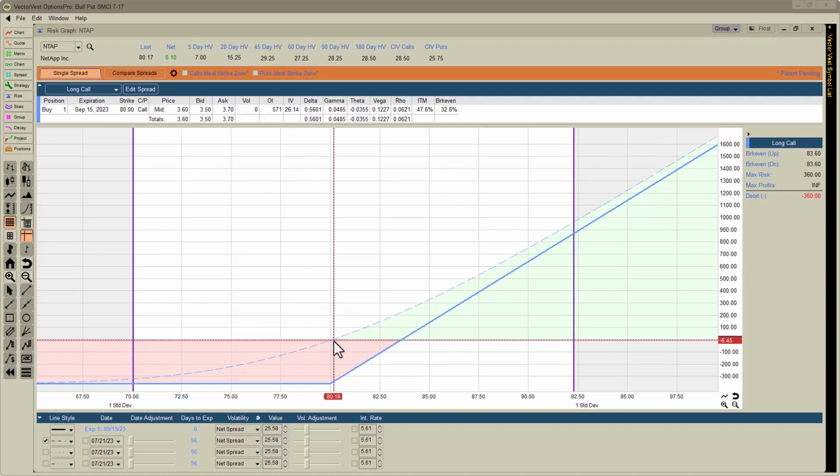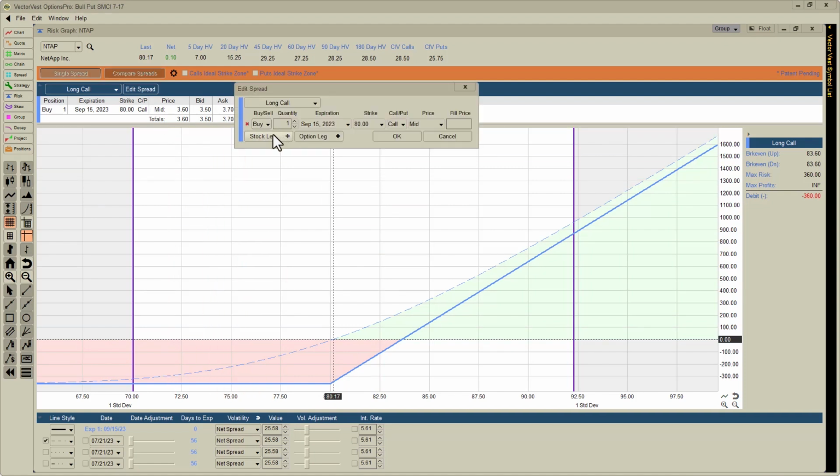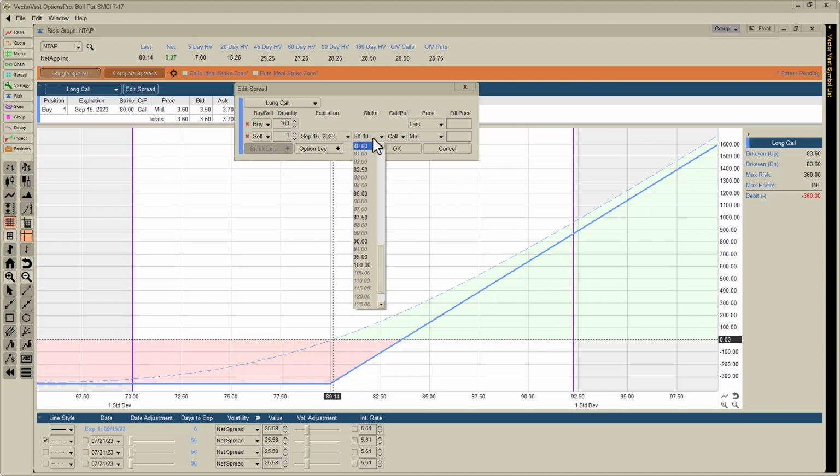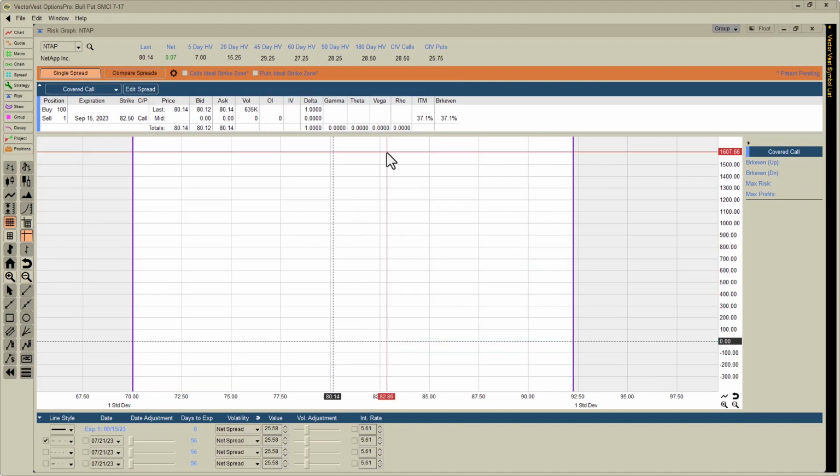Remember, with the long call, the stock had to go up for us to make money. So let's do this. I'm going to add a stock leg. I'm going to buy 100 shares of NTAP, and at the same time, I will sell a September 15th. The stock's trading for 80, so I'll pump this up to 82.50 and click OK.